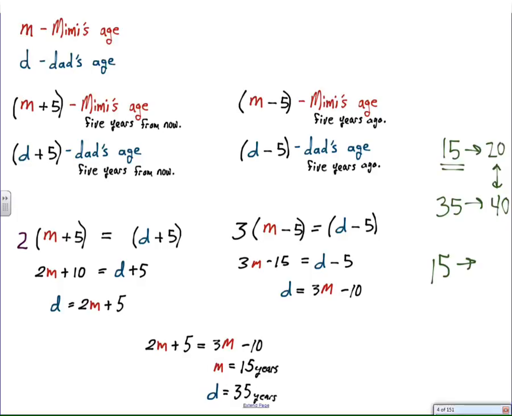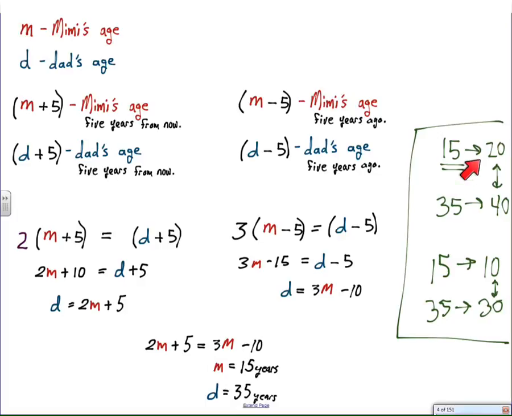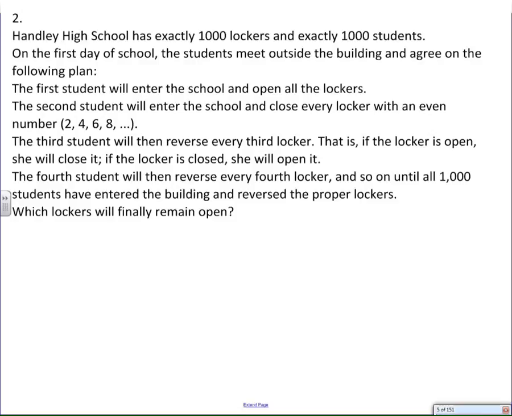Just to make sure that the answer is correct, though, since I didn't use a computer, I verify that if Mimi was 15, she'll be 20 and her dad will be 40. It's twice as old. And here we're at 10, 30. So Dad's 3 times as old as Mimi 5 years ago. So it all works. Alright, the next problem had to do with lockers.